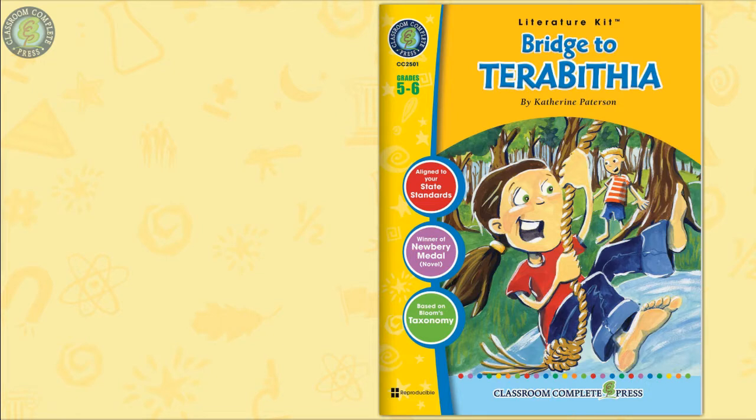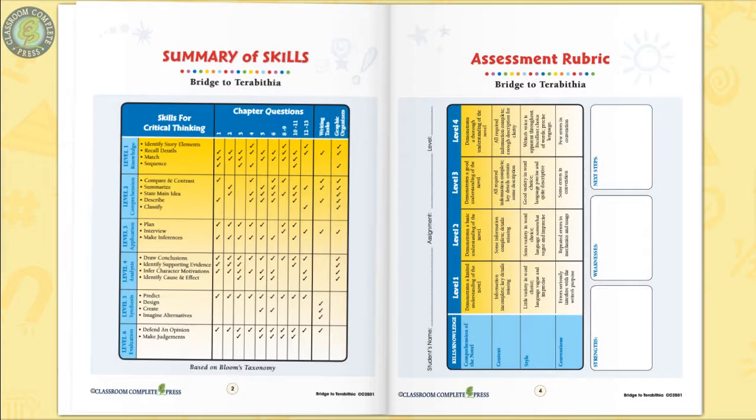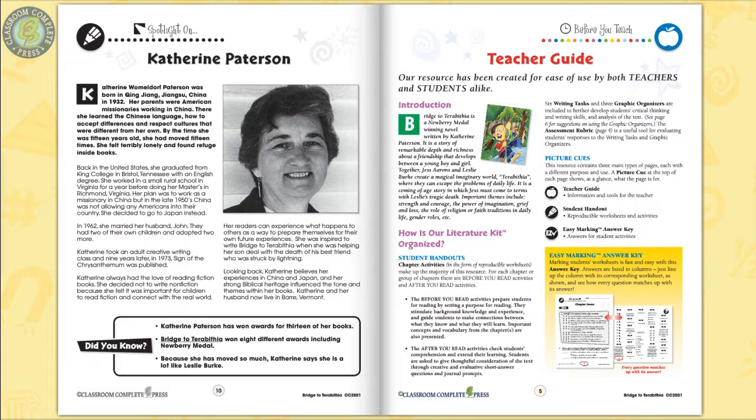This literature kit on Bridge to Terabithia by Katherine Paterson provides open-ended application and journal prompts to excite students about the reading. 55 pages chock full of before-you-read worksheets for each chapter section, along with vocabulary prompts to prepare your students for the reading, with rubrics, teacher guide, and author biography.